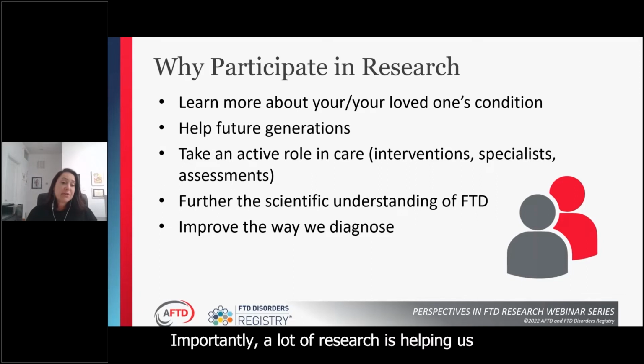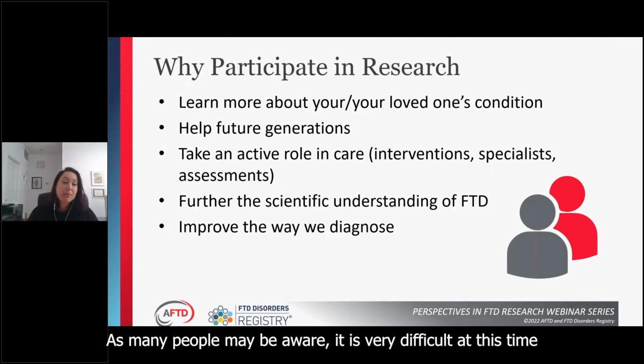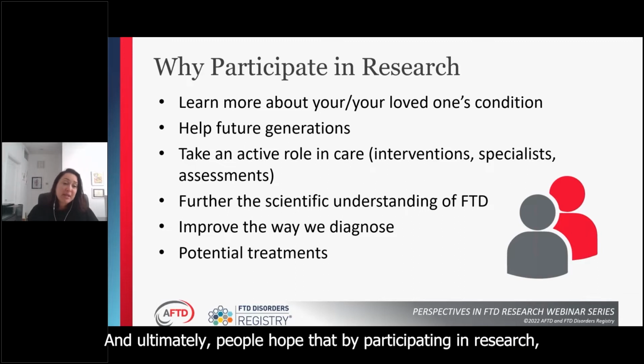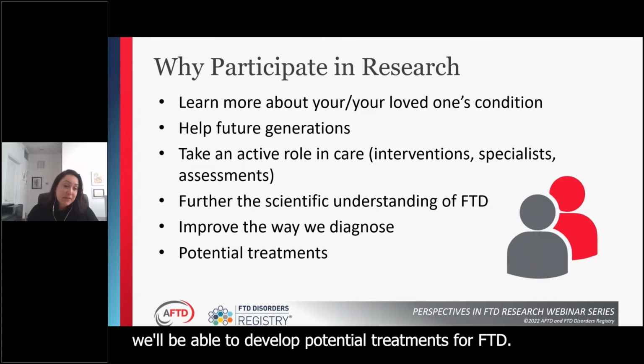Importantly, a lot of research is helping us figure out more accurate ways of diagnosing FTD, which many people may be aware is very difficult at this time. It can take several years to get an accurate diagnosis. And ultimately, people hope that by participating in research, we'll be able to develop potential treatments for FTD.